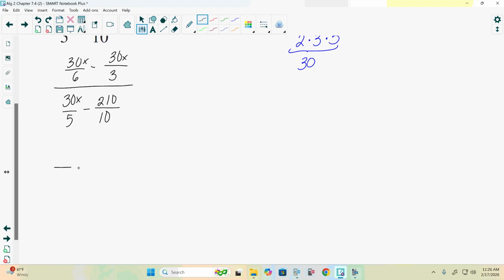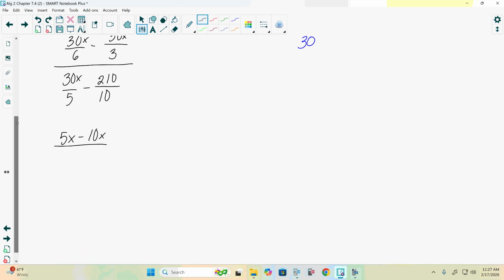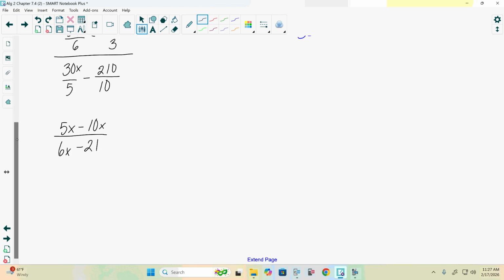Because as we look at each one of these here, 30x over 6, 30 divided by 6 is going to give us 5, and we still have our x. Minus 30x divided by 3, 30 divided by 3 is 10, and we have our x. 30x over 5 would be 6x. You guys stay seated. We're finishing this. And 210 divided by 10 is going to be 21.